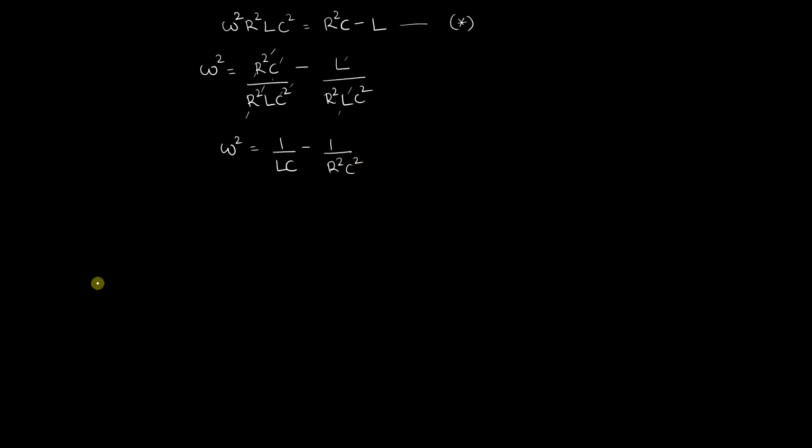Okay, so because I want exactly the expression for omega at resonance, omega is equal to omega naught, and this can be written as omega naught equal to square root of 1 by LC minus 1 by R square C square.